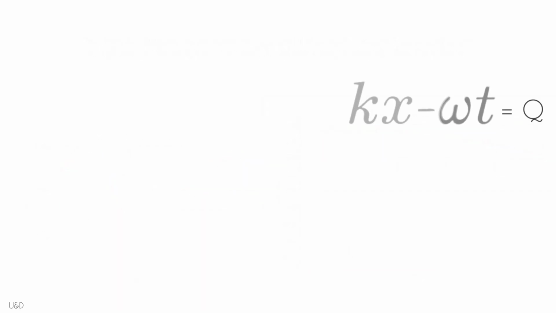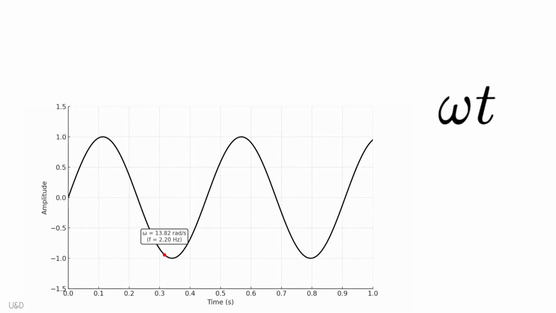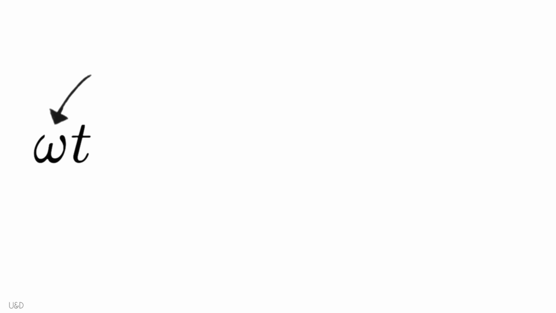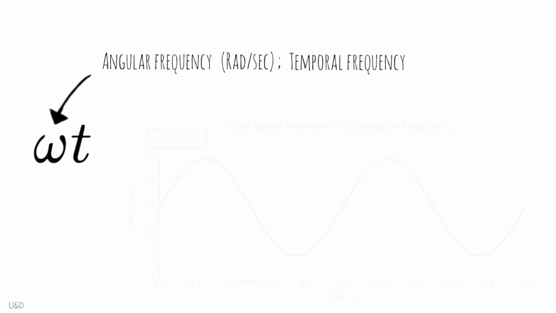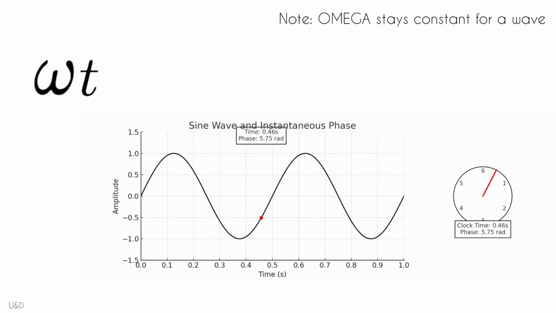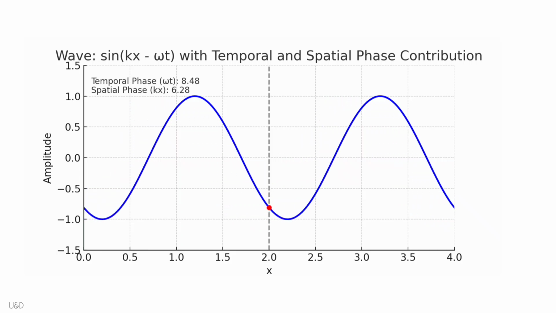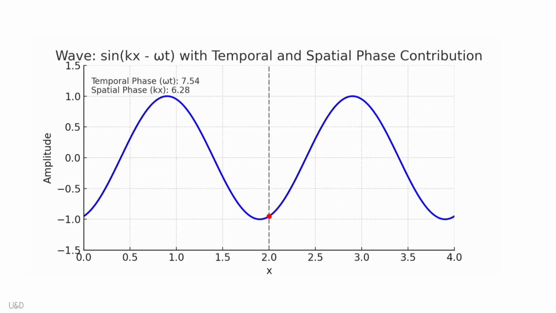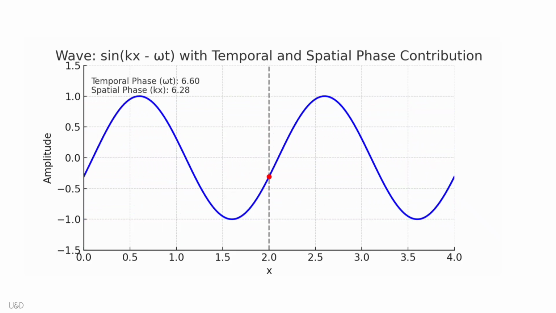Just like kx tells us how the phase changes with distance, omega t describes how the phase evolves over time. Here omega is called the angular frequency, sometimes referred to as temporal frequency. It tells us how many radians of phase shift occur per second. That is, how quickly the wave cycles in time. When we multiply omega by a specific time t, the product omega t gives us the instantaneous phase shift at the exact moment. So in essence, omega t captures how much phase has accumulated due to the passage of time. It is the temporal contribution to the total phase of the wave, just like kx is the spatial contribution.